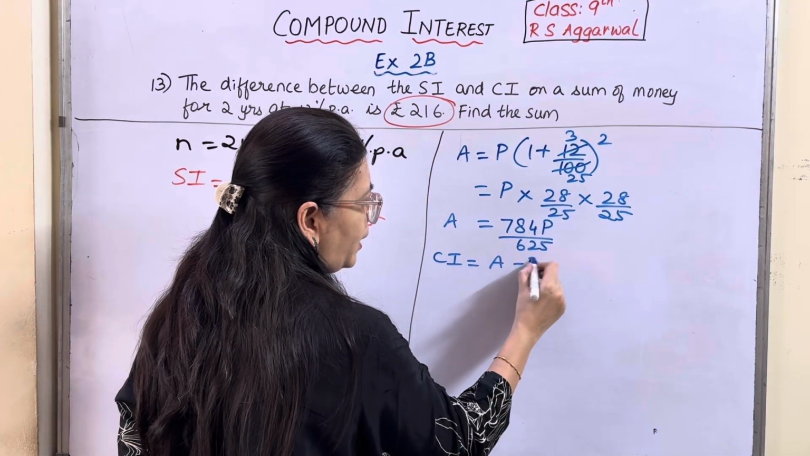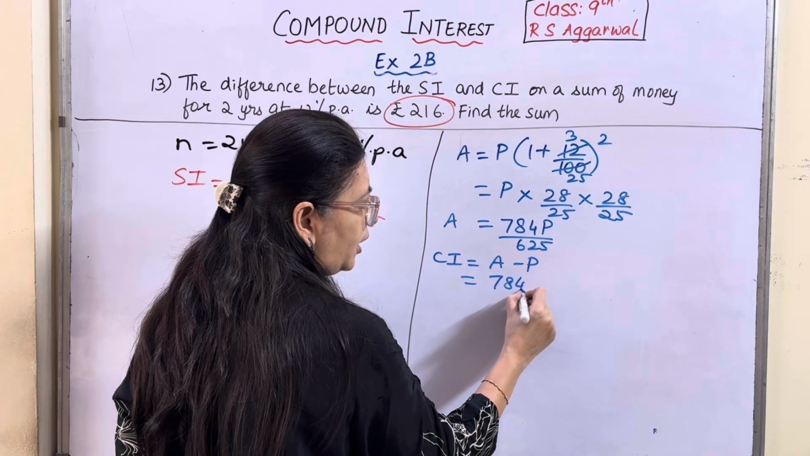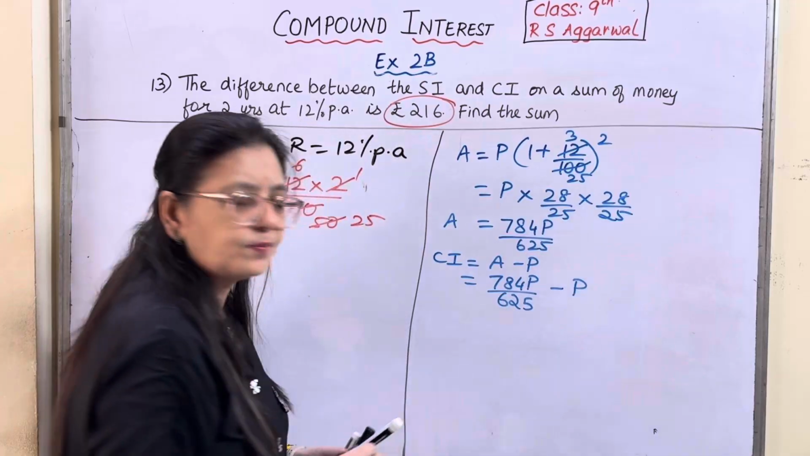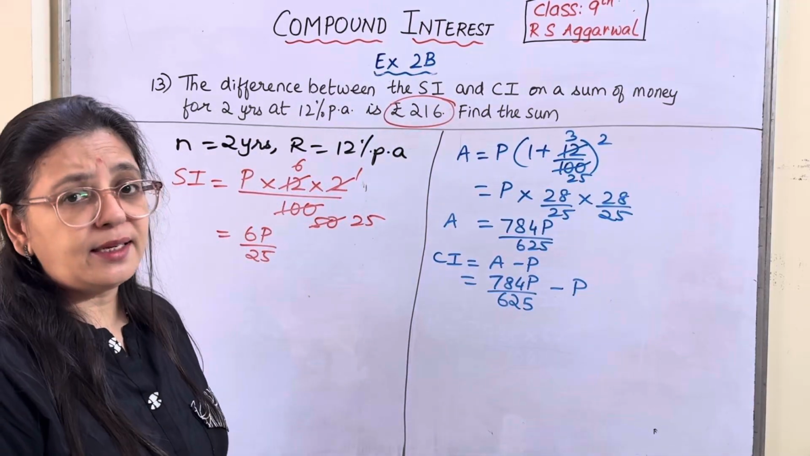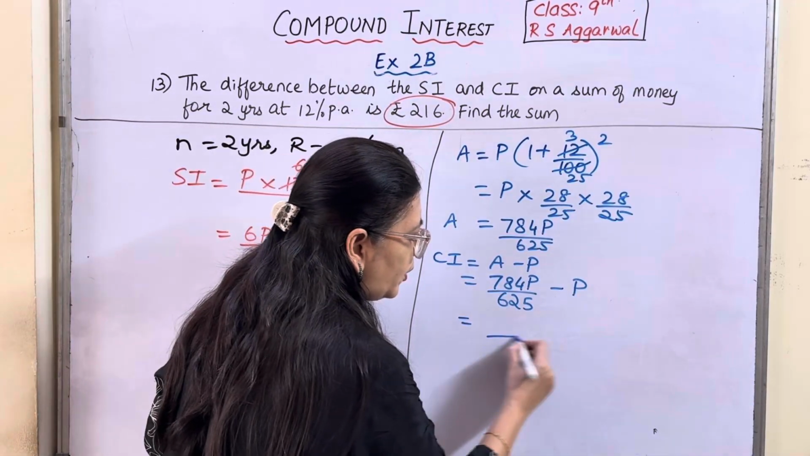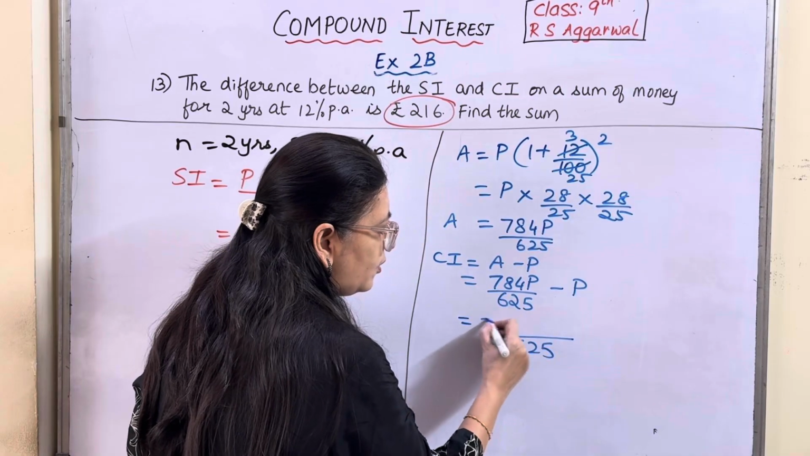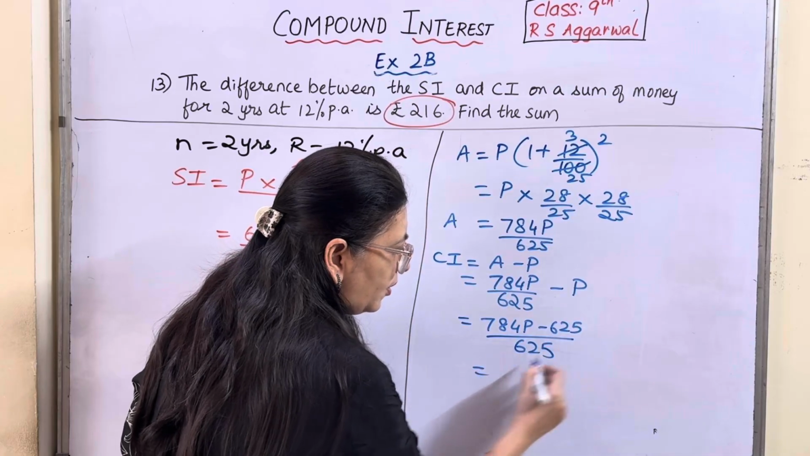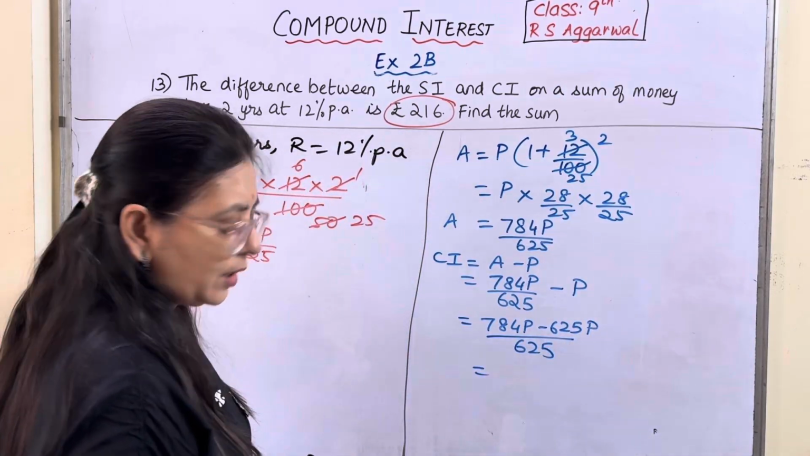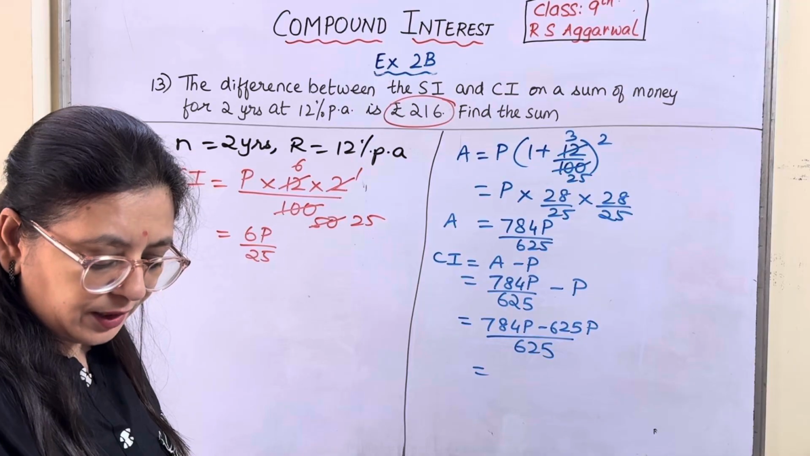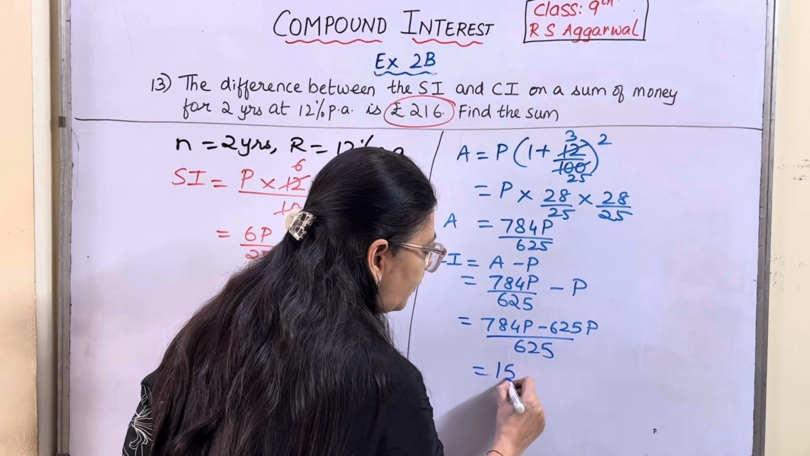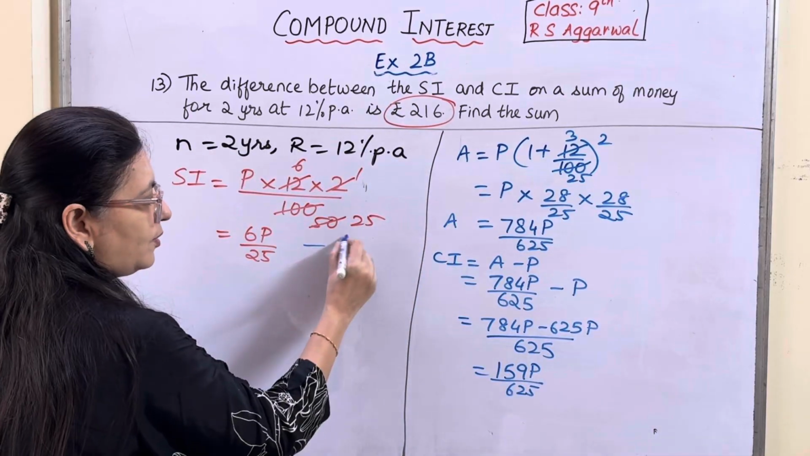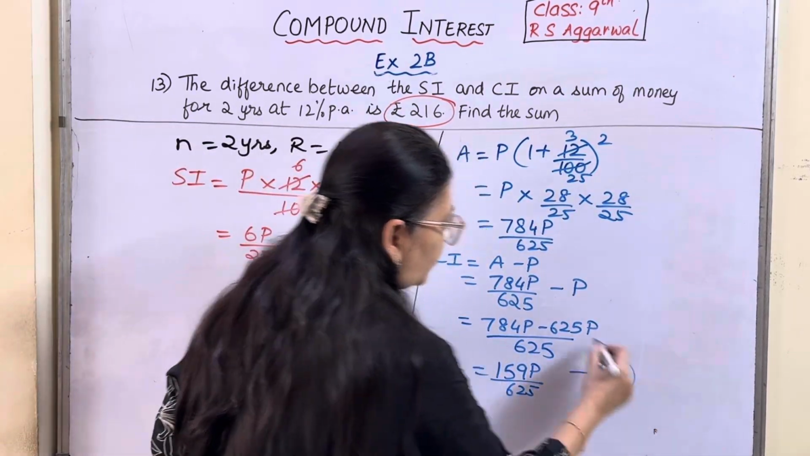So what is the formula for compound interest? It is amount minus principal. So 784 P upon 625 minus P. How will you solve it? By taking the LCM. So this LCM over here is 625, 784 P minus 625 P, which will come to 159 P upon 625. So this was your simple interest, this is your compound interest.